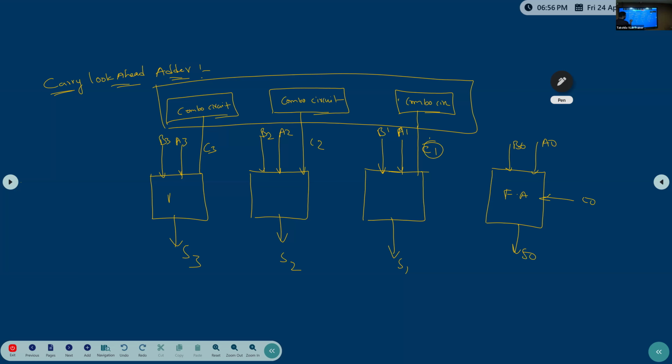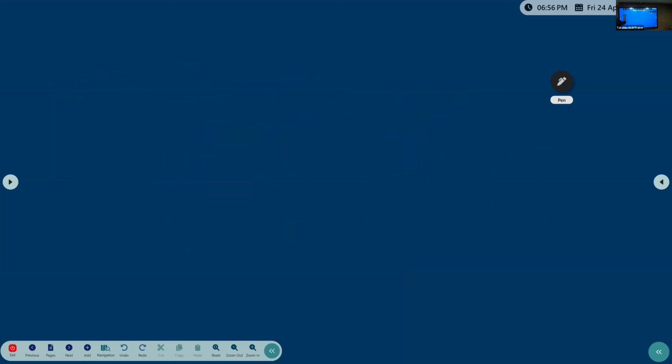So these are the full adders. How is it happening? What is the carry equation? We see two carry equations. One is carry equals AB plus CA plus BC, which comes from the full adder K-map. The second equation is AB plus (A XOR B) into C. Both are the same.